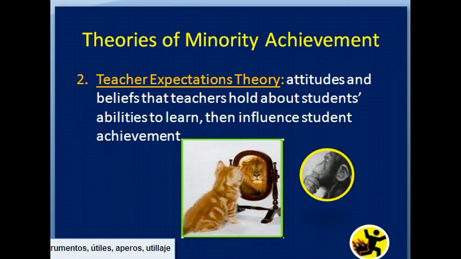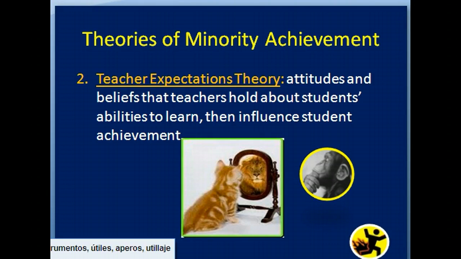Slide 12 is the second theory of minority achievement. This is called the teacher expectation theory, and research supports the idea that students generally will live up to teacher expectations, and the reverse is also true. If teachers have no expectations for students, students will most likely have little expectations of themselves. And as we have learned in the previous chapter, some teachers have different expectations for high achieving students.